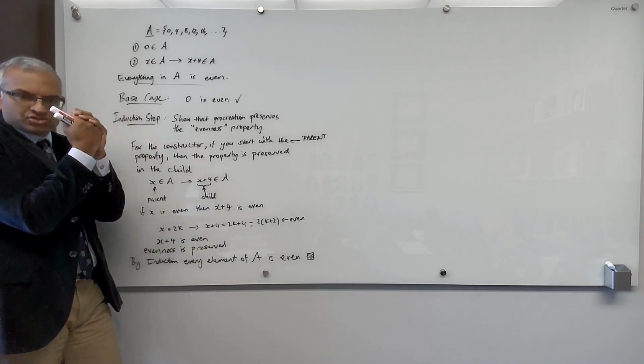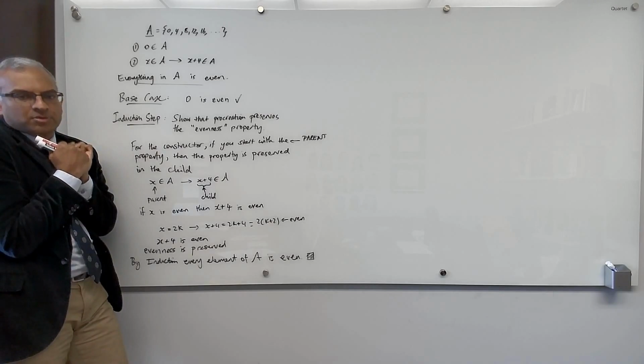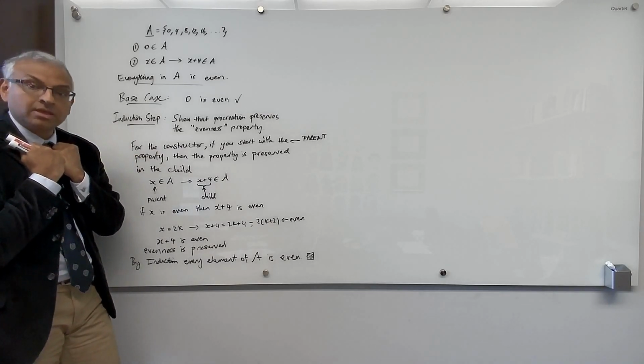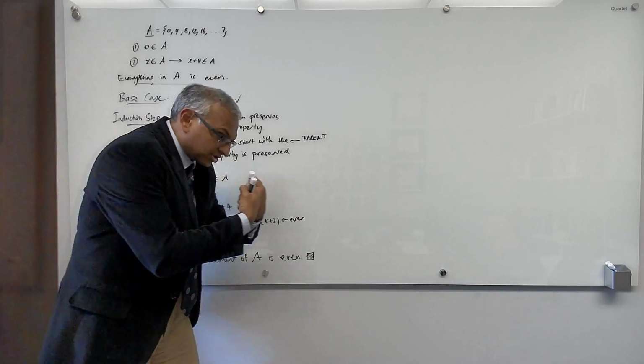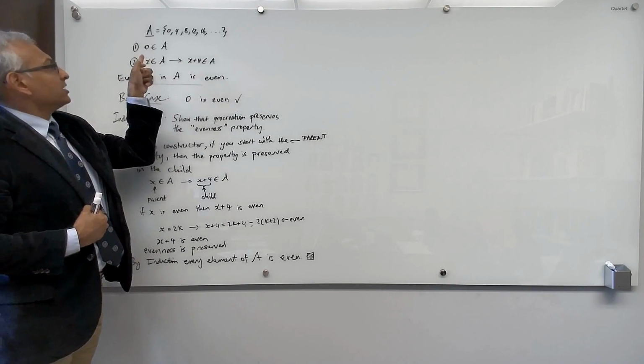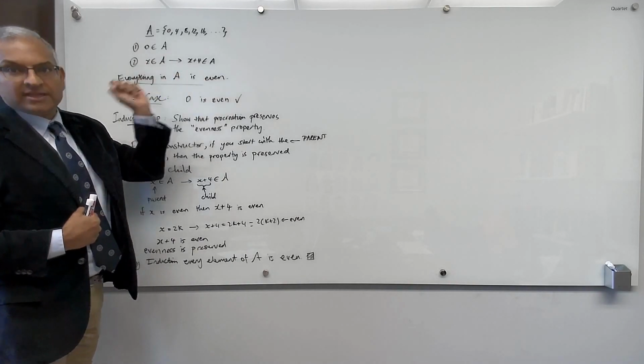Preserve means that if you start with parents that have that property, so all the parents must have that property, then it must be the case that the child has that property. So the parent produces a child. If the parent has the property, the child has the property.